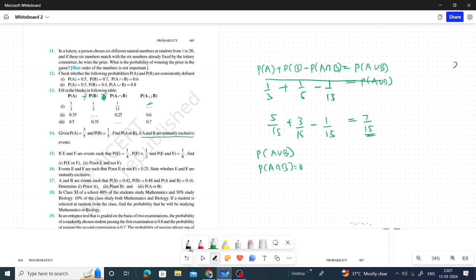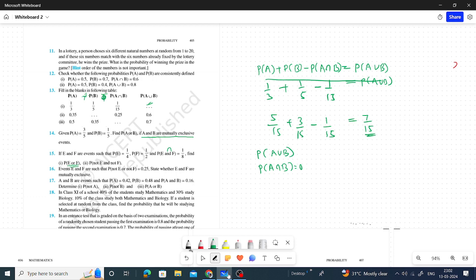Question number 15, you have to find the probability if E and F are events such that probability of E is equal to 1 by 4, probability of F is equal to 1 by 2, and probability of E and F, that means probability of E intersection F, is equal to 1 by 8. Find the probability of E union F.